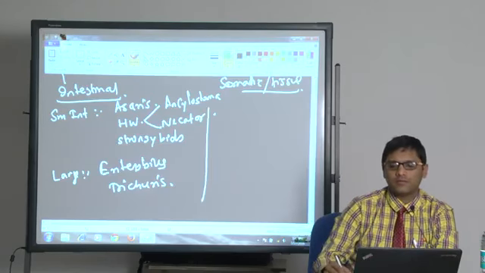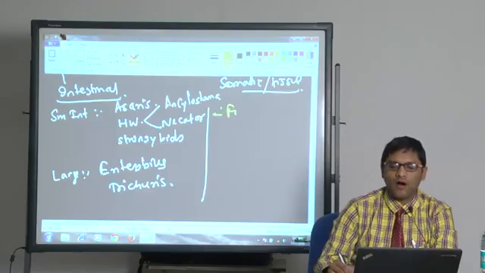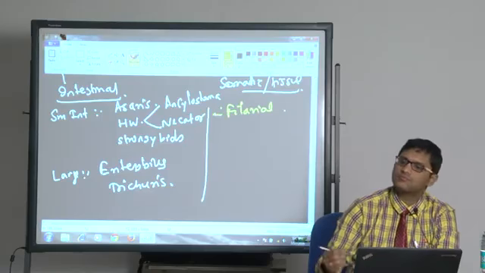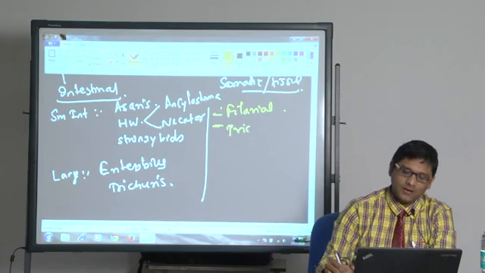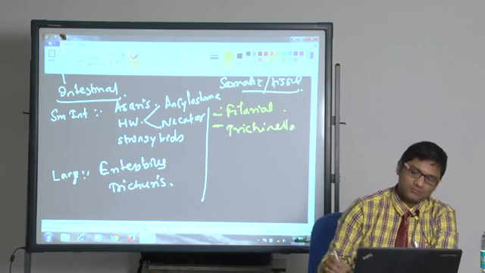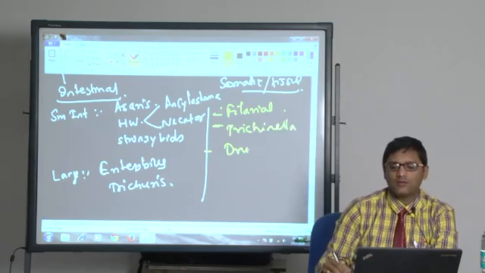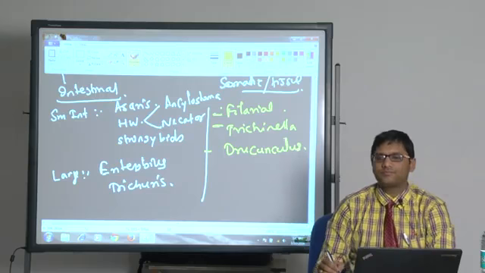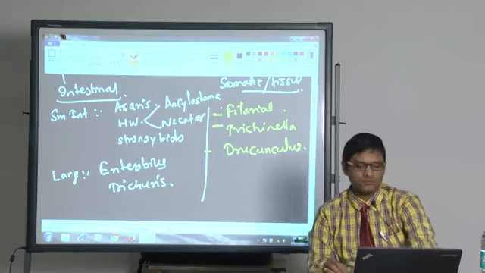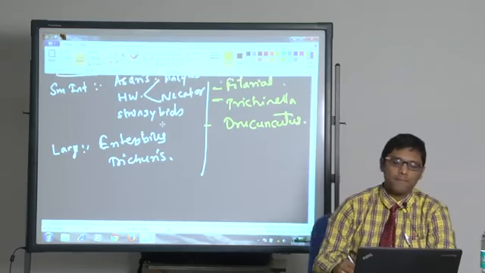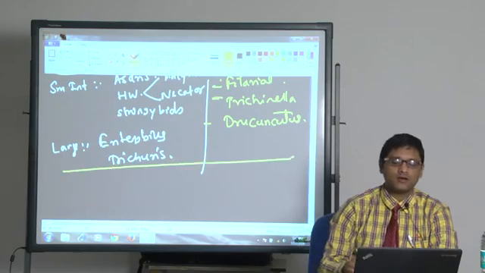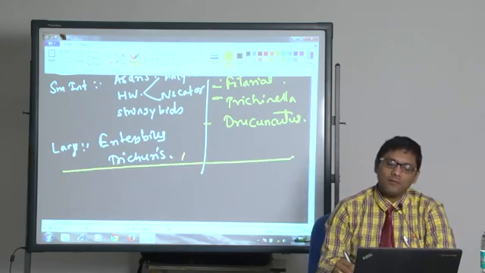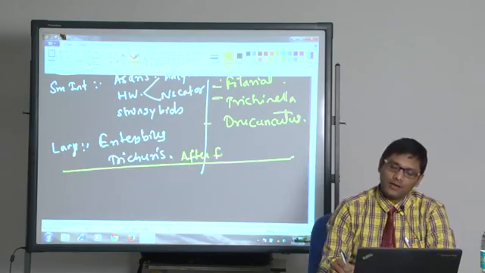Somatic nematodes examples are all filarial nematodes, then Trichinella spiralis and Dracunculus. You can also classify the nematodes based on what will be produced after fertilization.